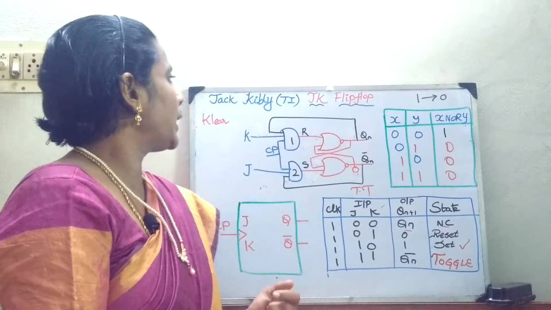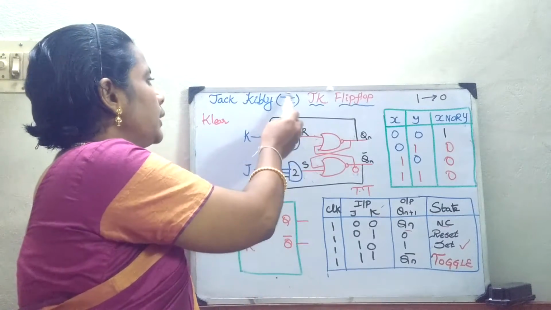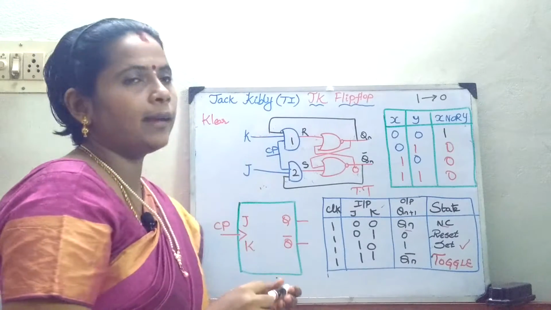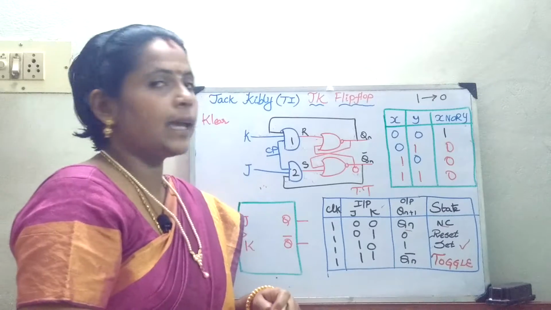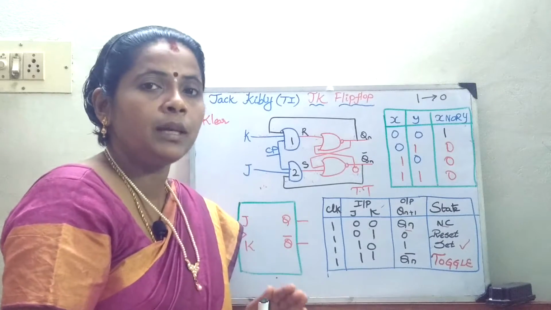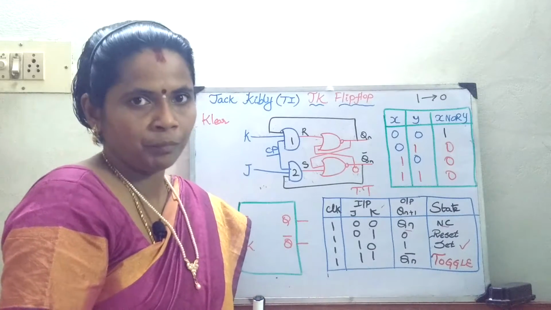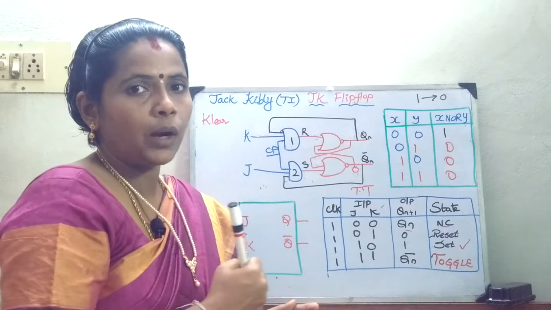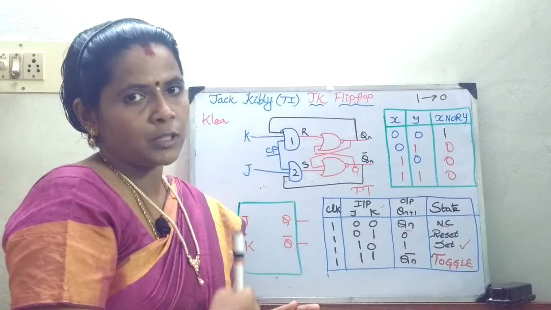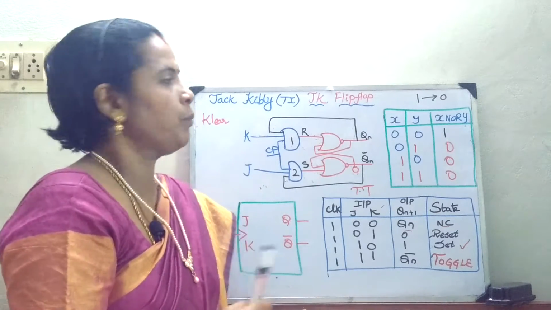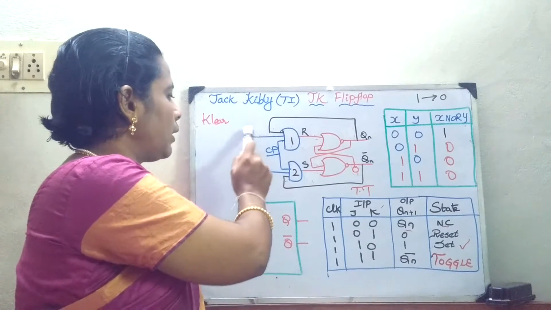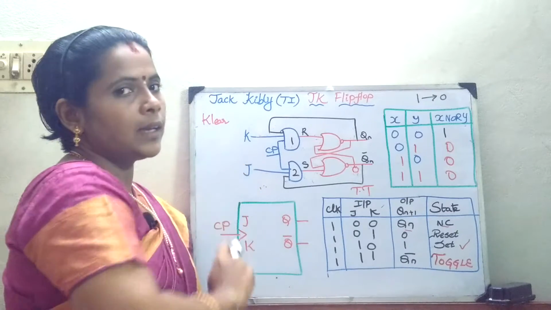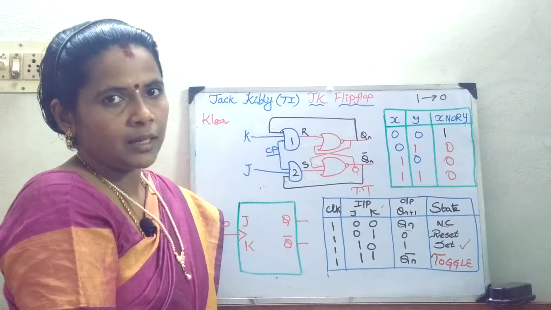This JK flip-flop was invented by the Texas engineer called Jack Kilby in the year 1958. It is going to be similar to your RS flip-flop, but certain advantages are going to be there with respect to the RS flip-flop. The inputs are J and K: J refers to the set and K refers to the reset signal.